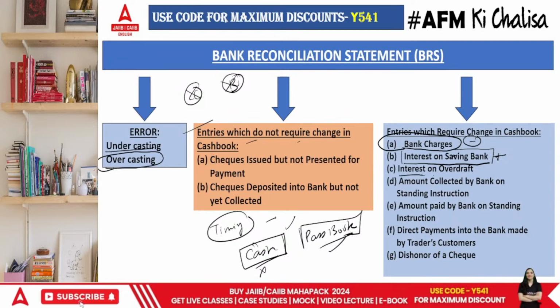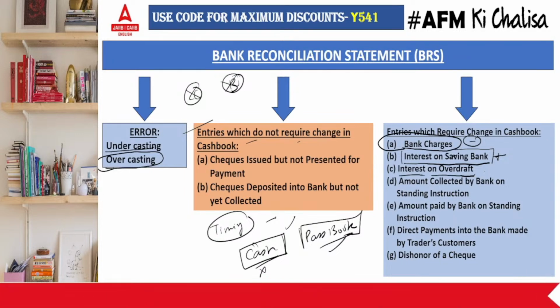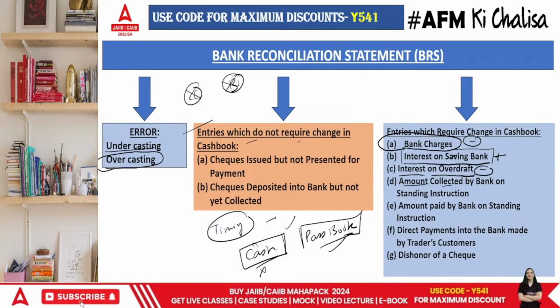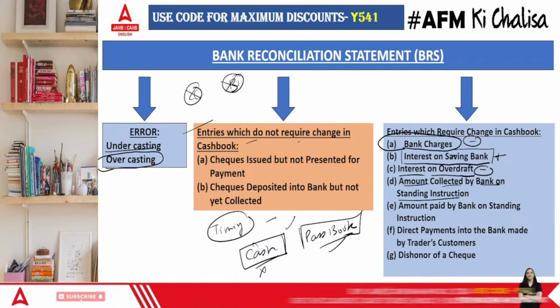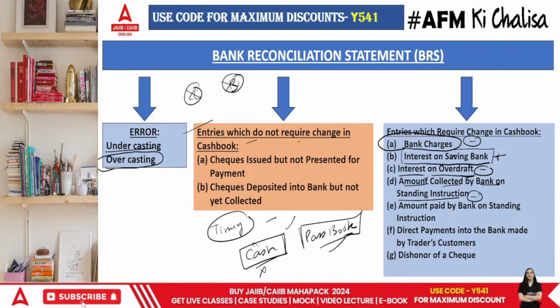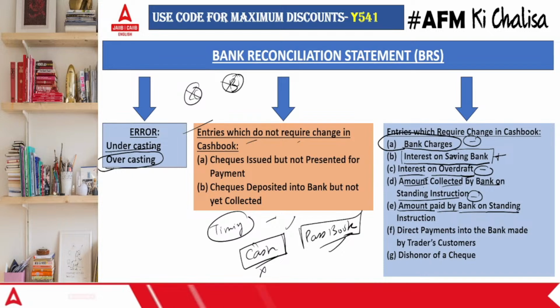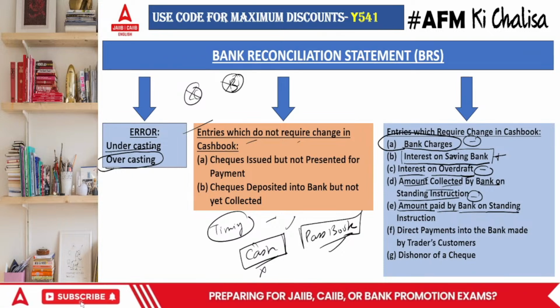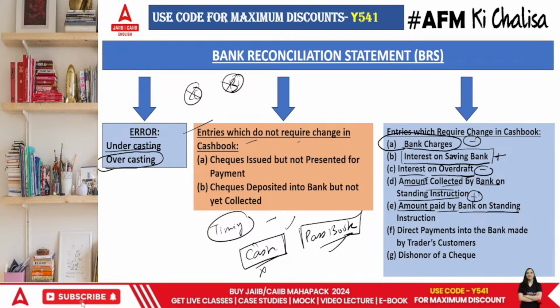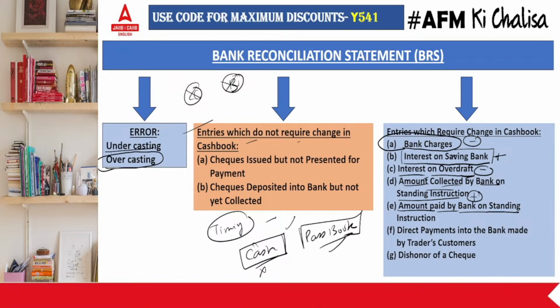When we talk about interest on overdraft, everyone, when we have an OD, that means in this case interest has been charged from account, it's a minus. Amount collected by bank on standing instruction, they took the money out of my bank, that means my cash book has to update itself and do a minus. Amount collected by bank, for example dividend collected, then it would be a plus in my cash book, right? Money is coming into my bank account, so it should be a plus.